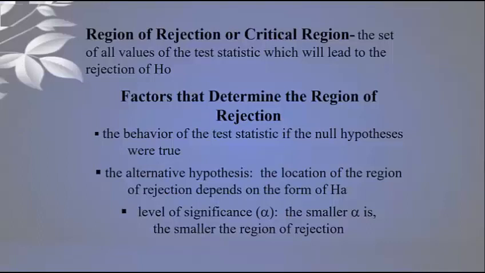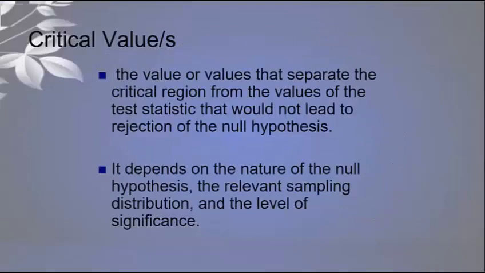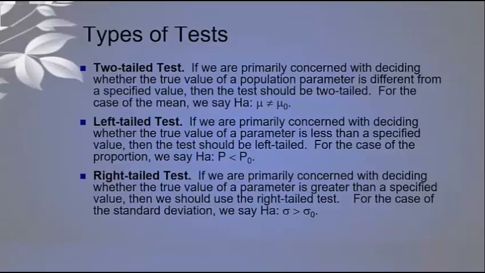These are the factors that determine the rejection region. The behavior of the test statistics if the null hypothesis were true. The alternative hypothesis: the location of the region of rejection depends on the form of its alternative. Level of significance: the smaller alpha is, the smaller the rejection region. The critical values are the values that separate the critical region from the values of the test statistics that would not lead to rejection of the null hypothesis. It depends on the nature of the null hypothesis, the relevant sampling distribution, and the level of significance. Types of tests. We have two-tail test, left-tail test, and right-tail tests.